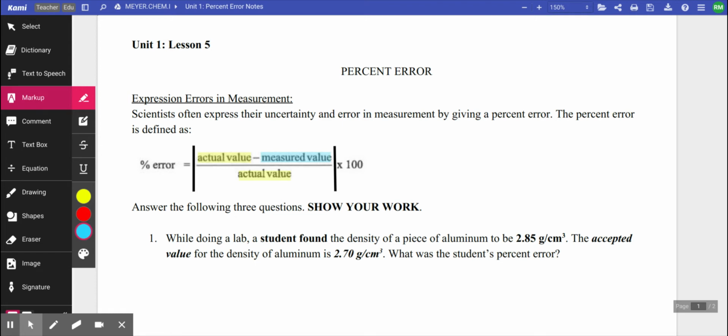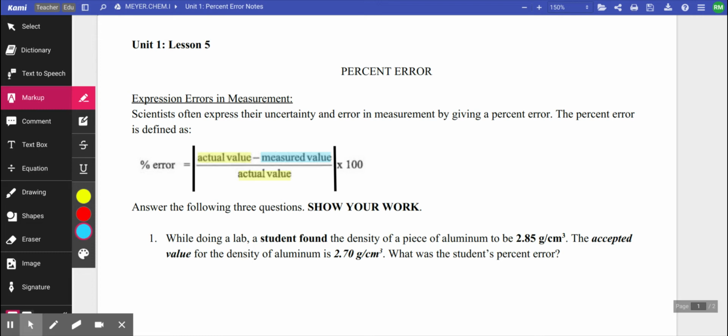Whenever you are typing this into your calculator, you need to make sure you break it apart into 3 steps. You subtract, you hit enter, then you divide, hit enter, and then you multiply by 100 and hit enter. Okay, you need to break it down into 3 steps or else you will get the wrong answer.